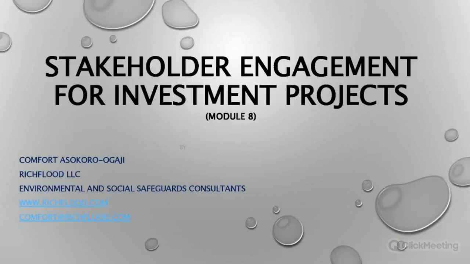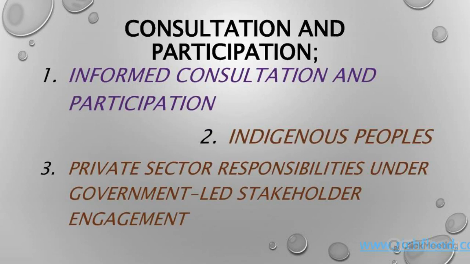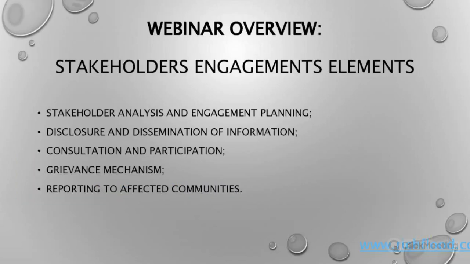Okay, so for this module, being module 8, we will take module 8 two times. So this is module 8A. We are going to take module 8B another time. So for this module 8A, we are taking a part of this overview, which is stakeholder analysis and engagement planning, disclosure and dissemination of information, consultation and participation, and all of this we are going to be looking at how to tackle them. So it's an ongoing process.